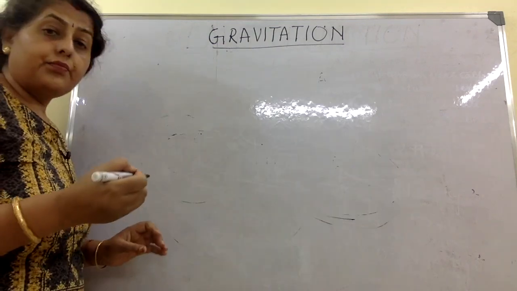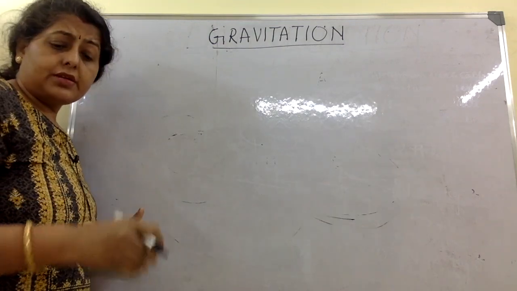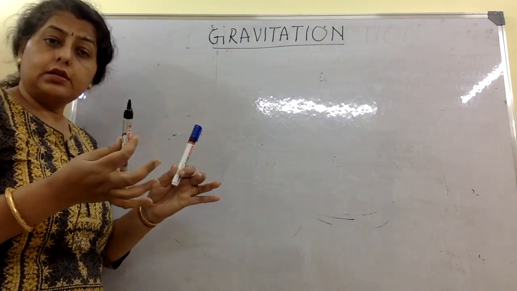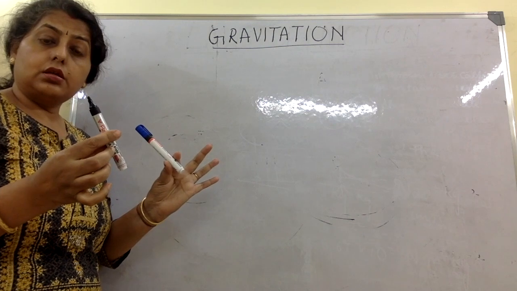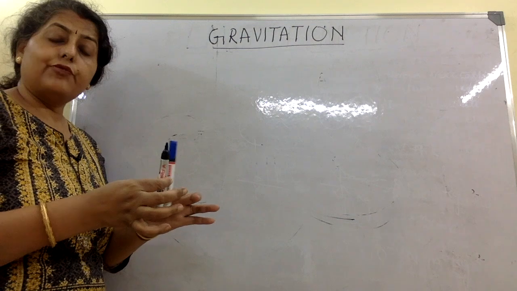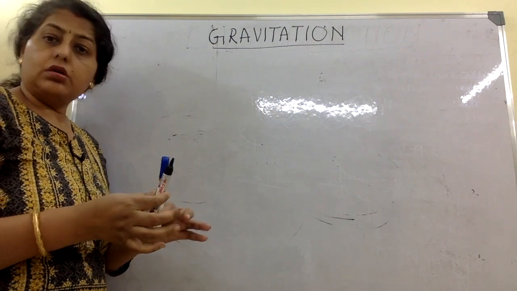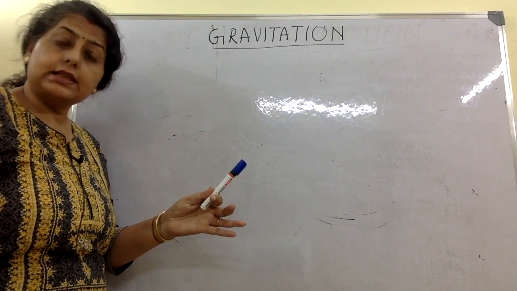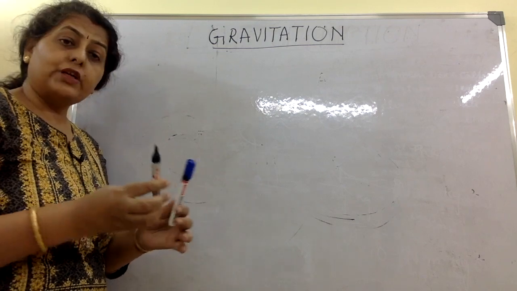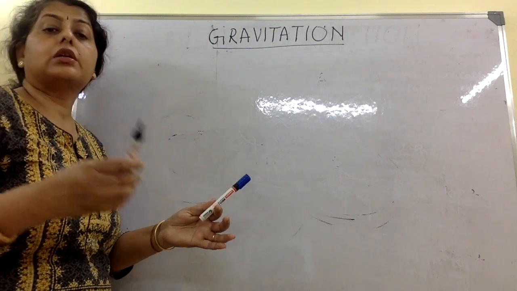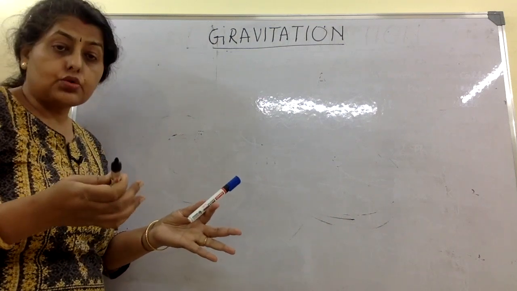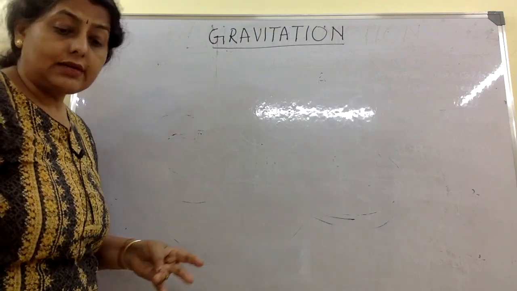Okay, now one question might arise: if I have two markers here, both with the same mass, then why don't we feel any force of gravity working between them? Or the chair in front of me has gravity, the table also has gravity, but we don't see them moving towards one another or moving in a circle around one another. Nothing like that happens. Why is it so? Okay, so let's answer that question.